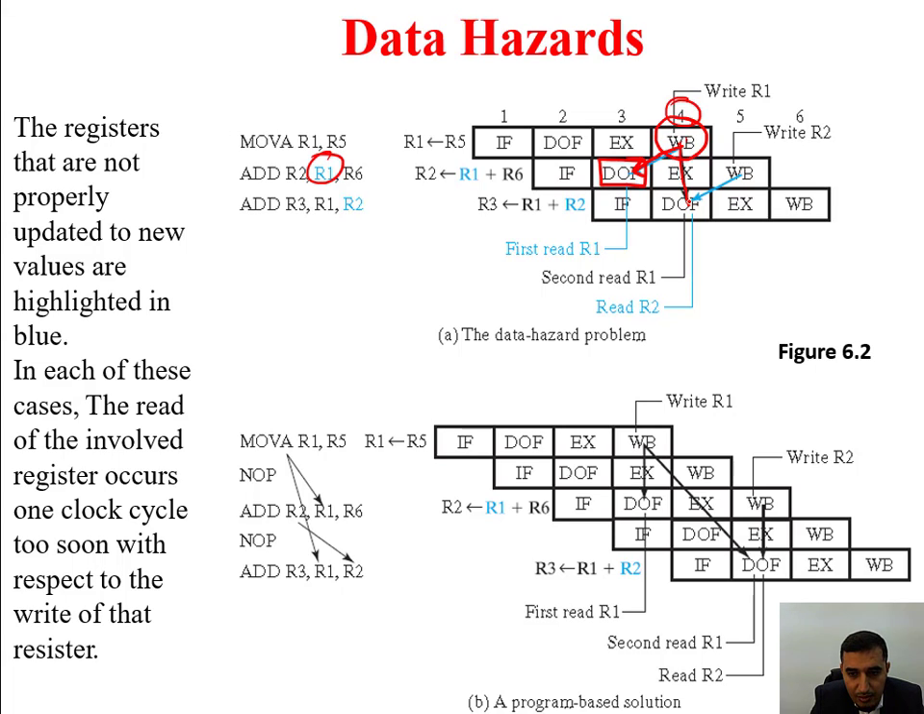Now in cycle number 4, since our data path has a register file that can read and write in the same cycle, in the first half we write and in the second half we read, so we don't have any problem. We also have a data hazard between R2 and R2 over here. R2 will be written here and we want to read it over here, so we have a problem.